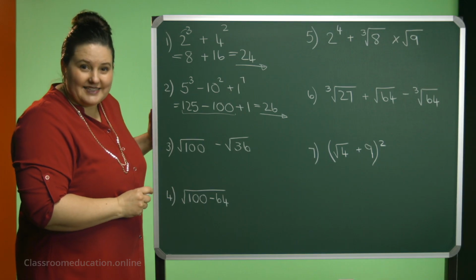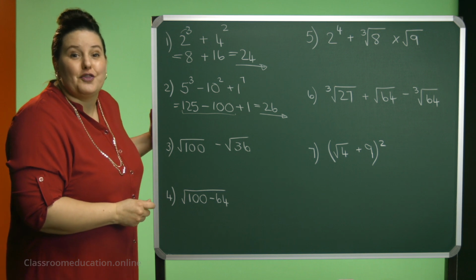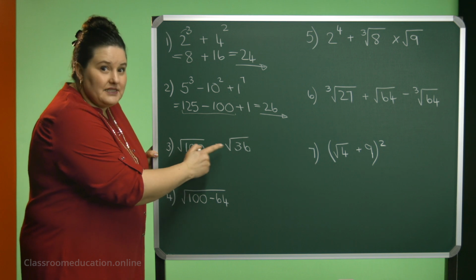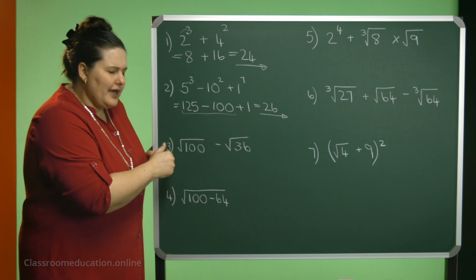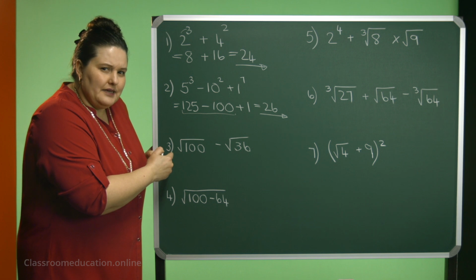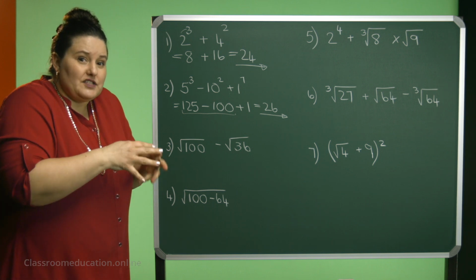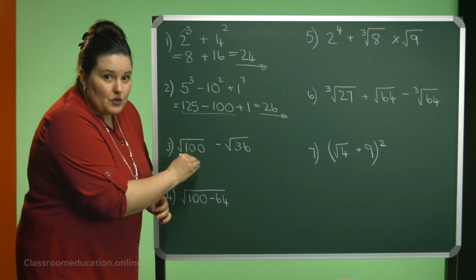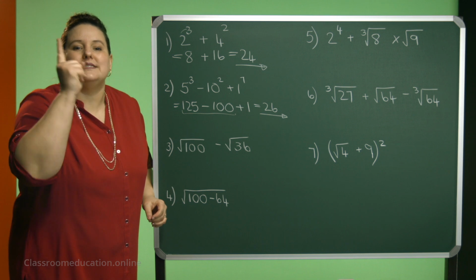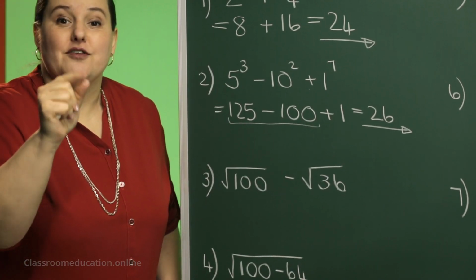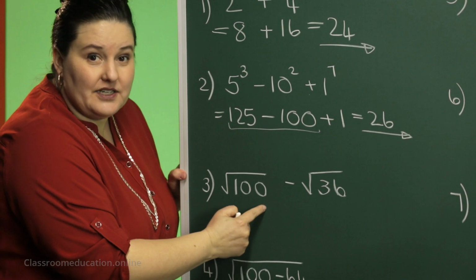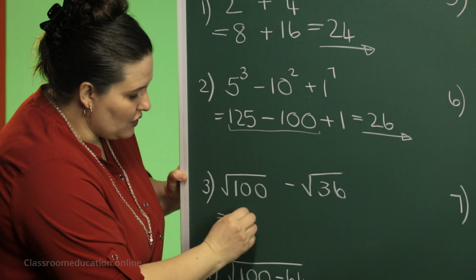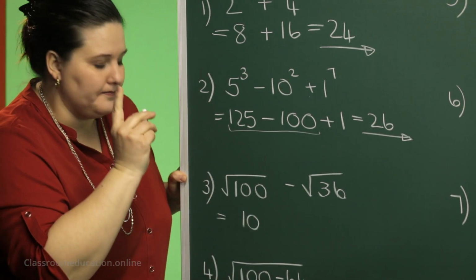Did you get it like that? Wonderful. Let's do the third one. The square root of 100 minus the square root of 36. Can you remember what a square root means? Remember, it is like if we have a square, we would like to know if it consists of 100 little squares, what is the length of one side? And the length of one side, if I have 100 little squares, is actually 10. So the square root of 100 is 10.